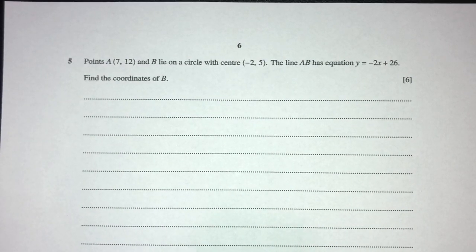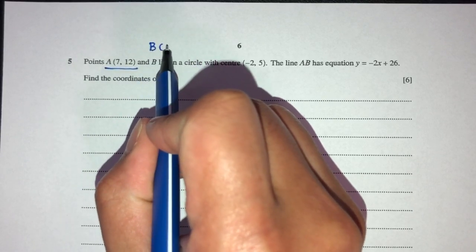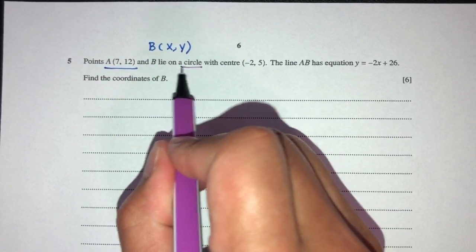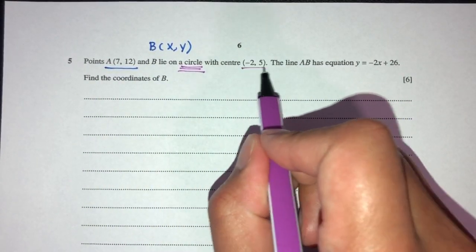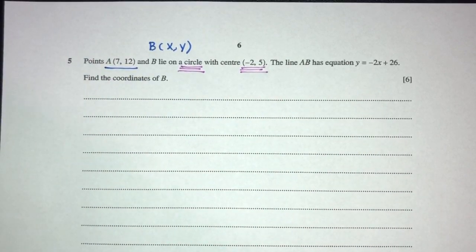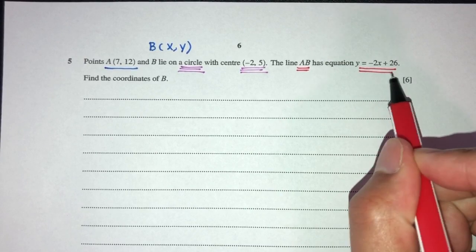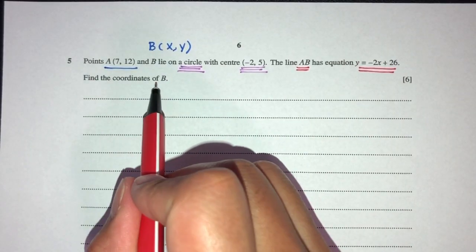So here we have points A and B, these 2 points. So A is this, B we don't know, should be X and Y. It lies on a circle with center minus 2, 5. This is the center. Now, the line of AB has this equation. Alright, so we have to use this information to find the coordinates of B.